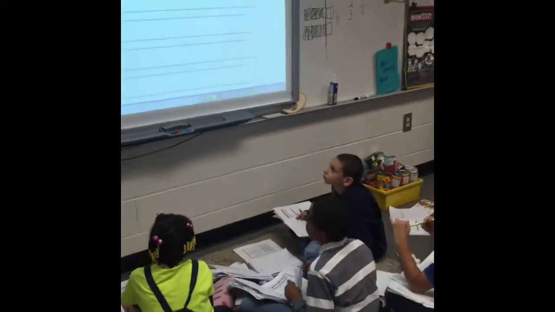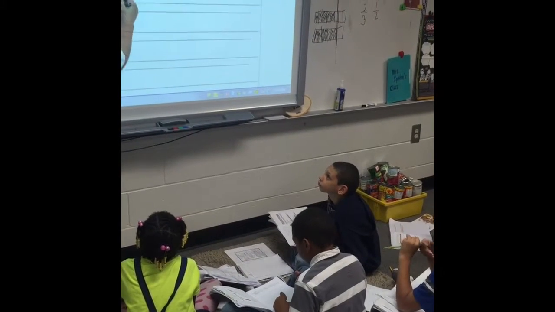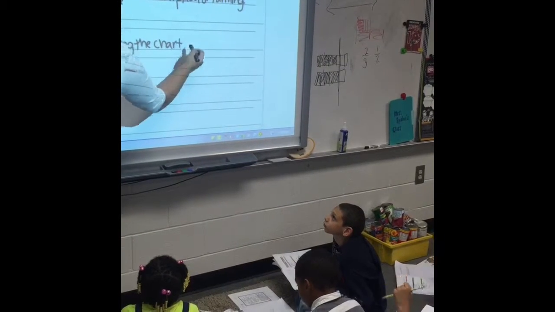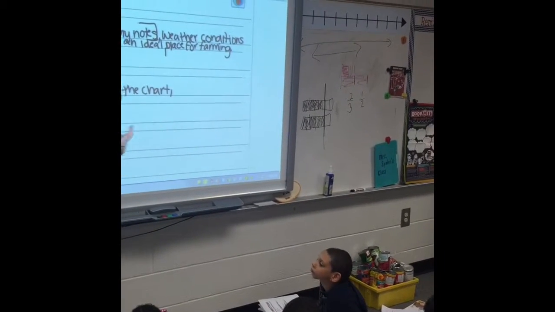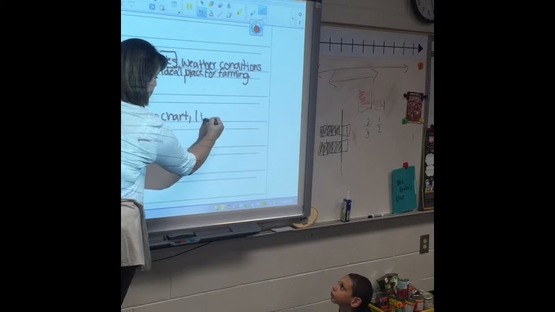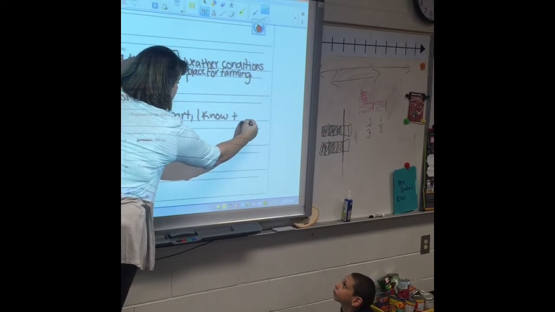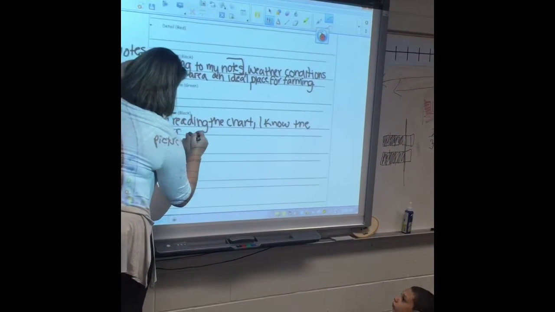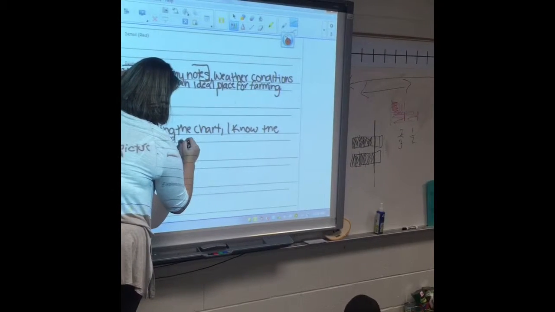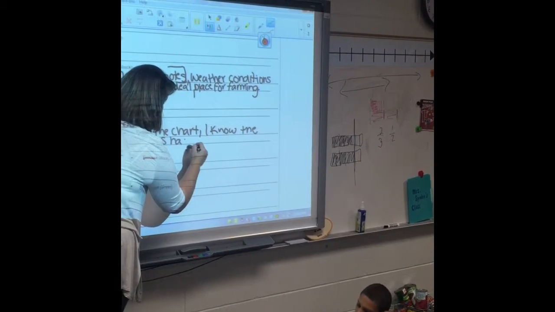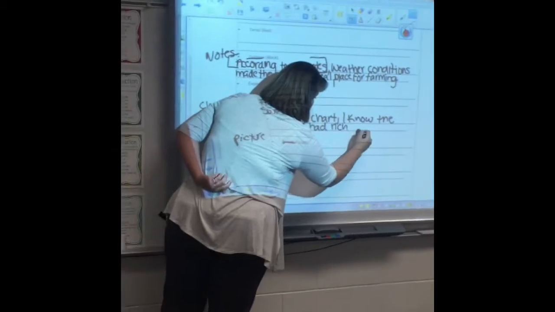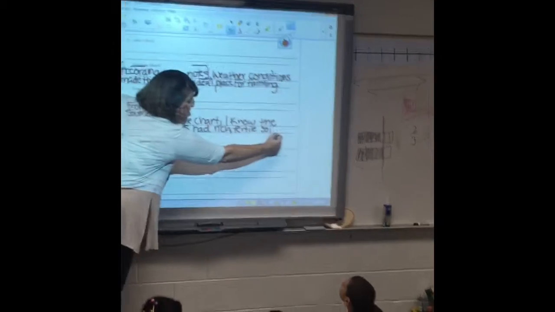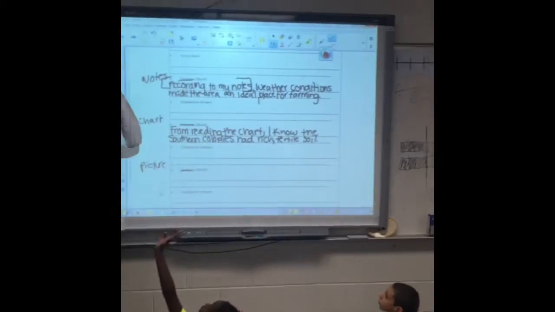So you're not writing anything. From reading the chart, comma. Now, Jolene, I can say, I know the southern colonies had rich, fertile soil. Do we know what rich, fertile soil means?